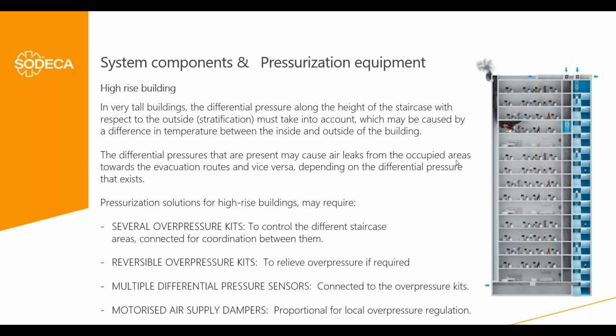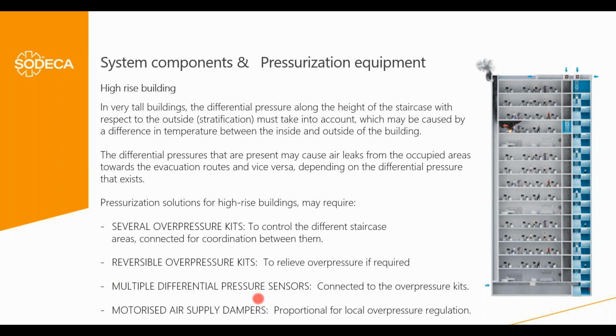To do that, for high-rise buildings, there are different possibilities. One is to install several overpressure kits to control different areas of the staircase. Imagine we have a system at the bottom and a system at the top to pressurize. From the system at the top, we control the overpressure on that area, and from the system at the bottom, we control the overpressure on that area. This is one possibility. We can even work with reversible overpressure kits when we have huge overpressure on the top of high-rise buildings. Then it's necessary even to evacuate air from the top.